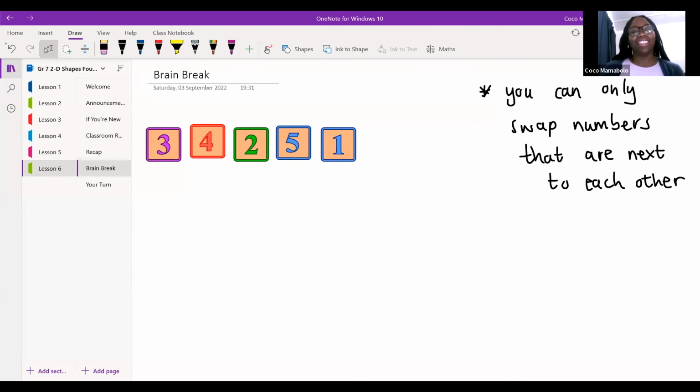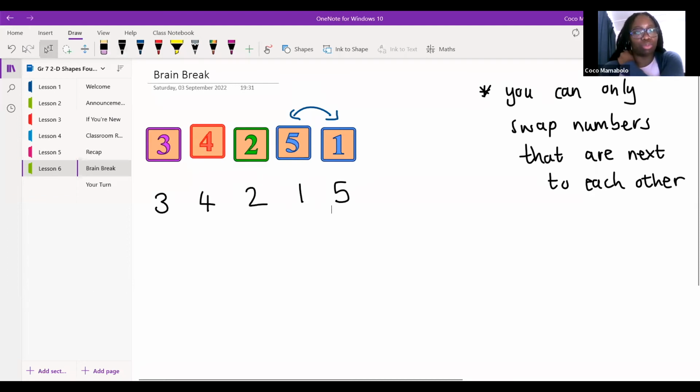Okay, Buche, give me my first swap. What am I swapping first? 5 and 1. Okay, we're going to swap 5 and 1. So I'm going to have 3, 4, 2, 1, and 5. Excellent. Okay. Guguletu, I like Imange's idea, actually. Guguletu, can you tell me what do we need to swap next? What can we swap next?